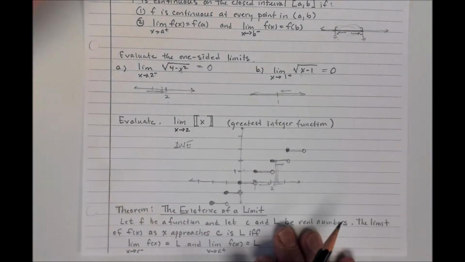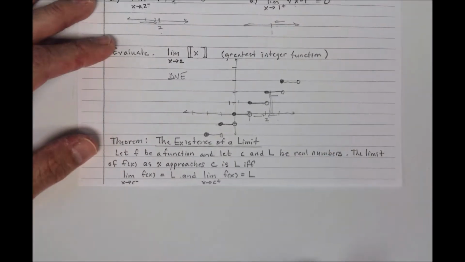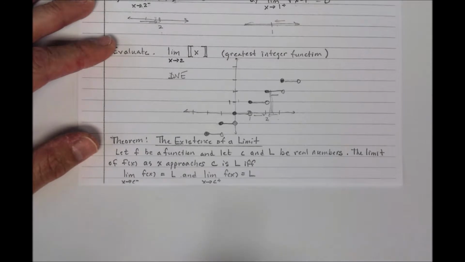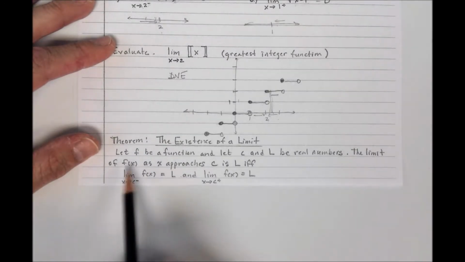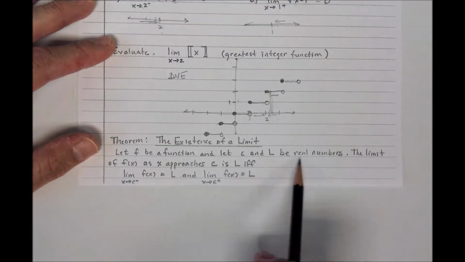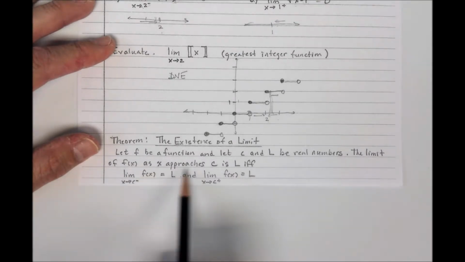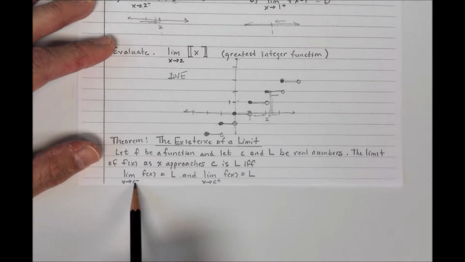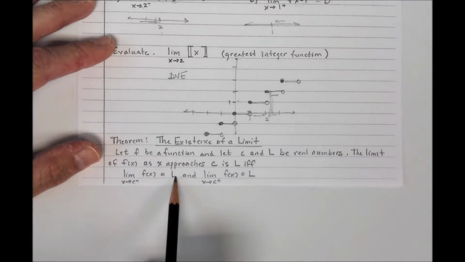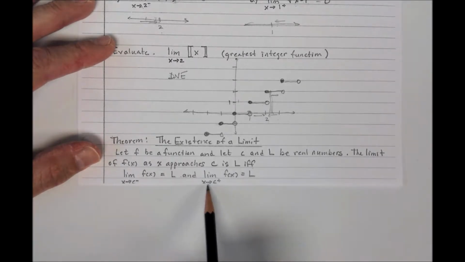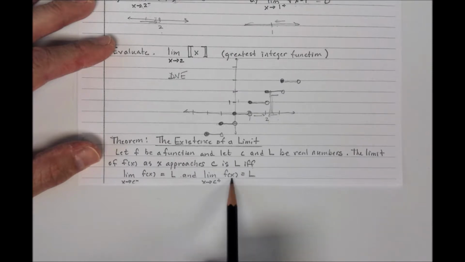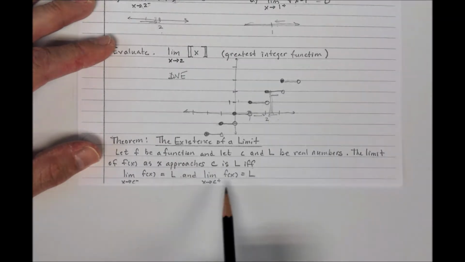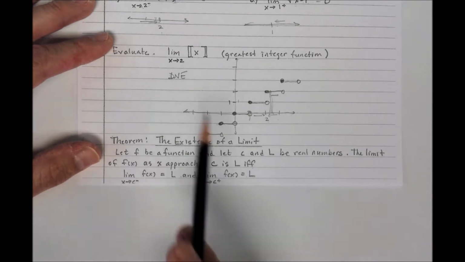And we can emphasize that with this very important following theorem about the existence of a limit. Let f be a function and let c and l be real numbers. The limit of f of x as x approaches c is equal to l if and only if the limit from the left side as x approaches c from the left of f of x is l, and the limit from the right side as x approaches c from the right of f of x equals l. So the limit from the left has to equal the limit from the right. If it doesn't, the two-sided limit does not exist. And that's what happened here in this example.